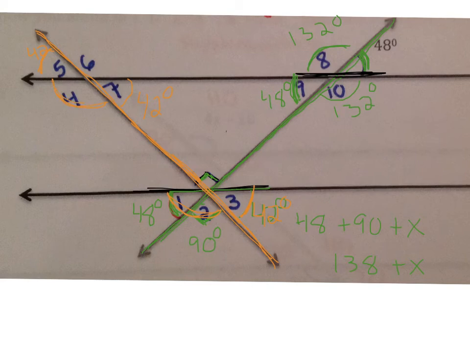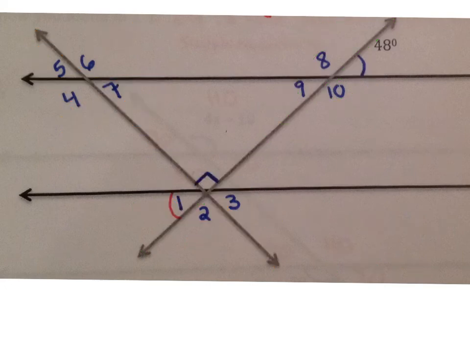But another way to look at it would just be straight lines. What is 180 minus 42? It is 138 degrees. So vertical, 138 degrees. So there you have all the angles of this transversal.